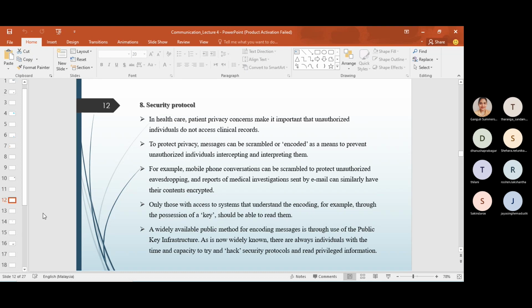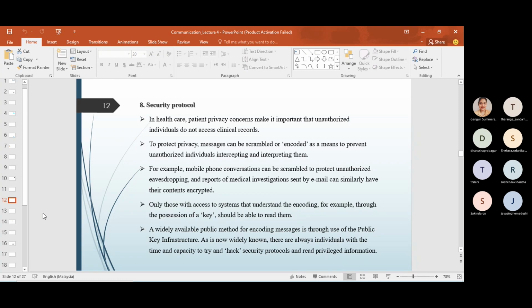Okay, and then security protocol. This is the last element of a communication system. You all know that important messages are encoded to prevent unauthorized individuals from hacking those messages, right? In any device, there is a privacy protection. So the important messages will be encoded to prevent unauthorized individuals from accessing them.